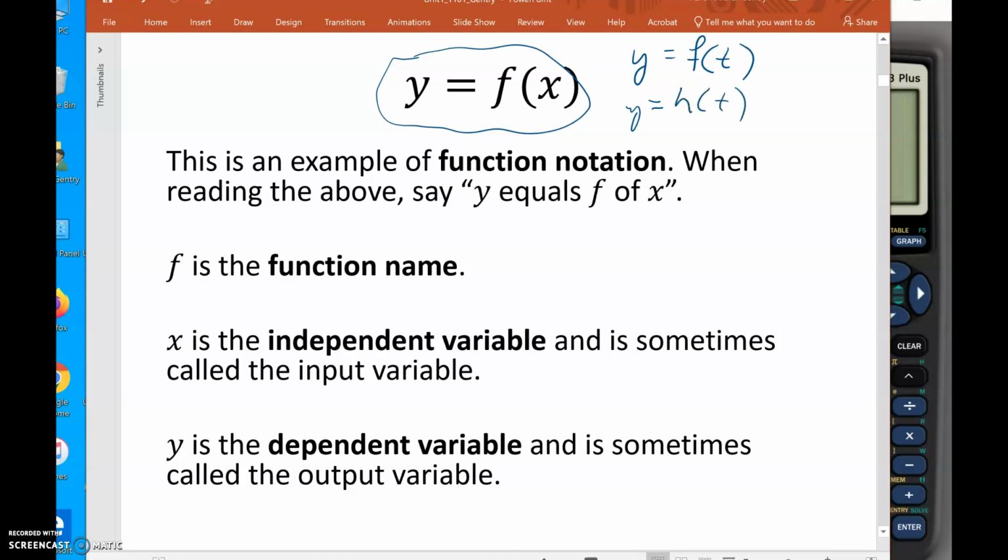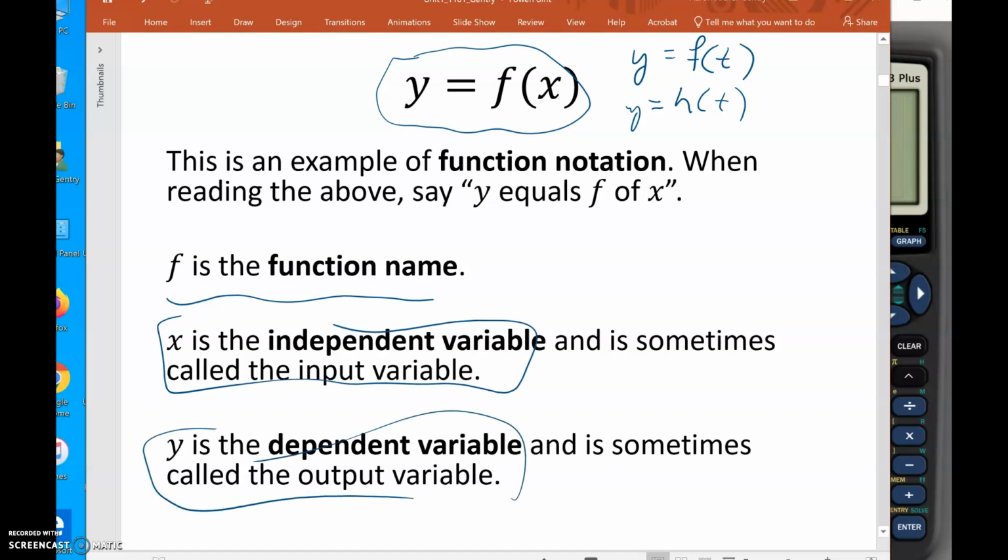And this is function notation. So the way you read this is f of x or f of t or h of t. F is the name of the function. In this case, h is the name of the function. And then we have the independent variable and we have the dependent variable. So the independent is the input and the dependent is the output.